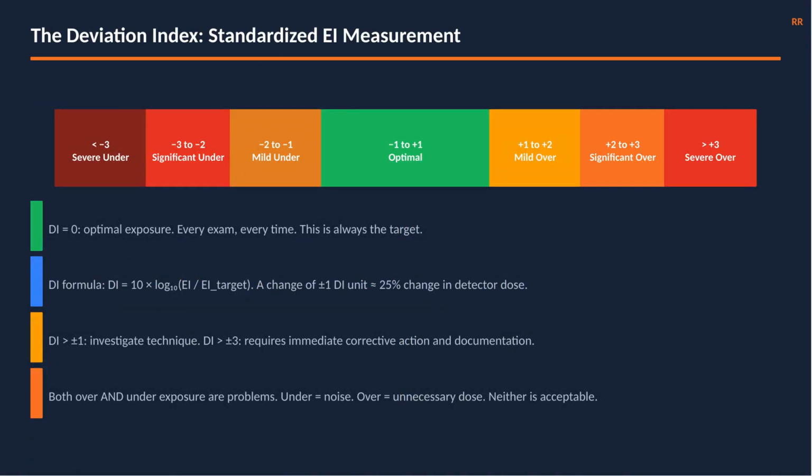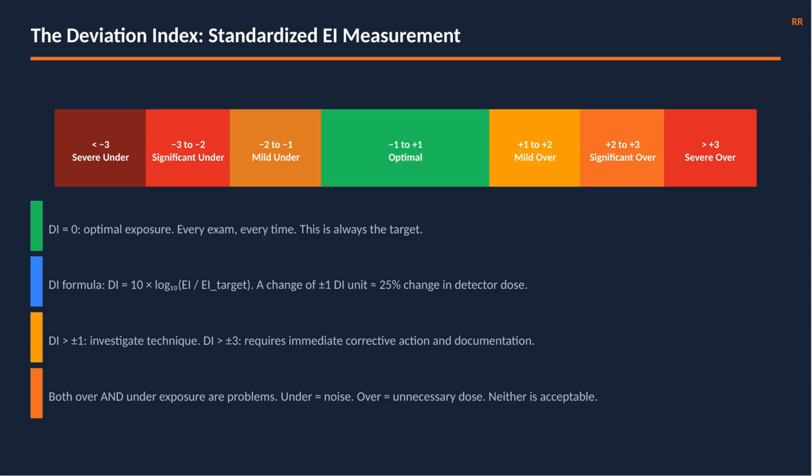The Deviation Index, DI, was standardized across all manufacturers by the International Electrotechnical Commission in IEC 62494-1. Unlike the EI, the DI is directly comparable regardless of which system you use. The DI scale runs from severely negative on the left to severely positive on the right. 0 is optimal. Always. DI formula: DI equals 10 times the log base 10 of EI divided by target EI. A change of plus or minus 1 DI unit represents approximately a 25% change in detector dose.